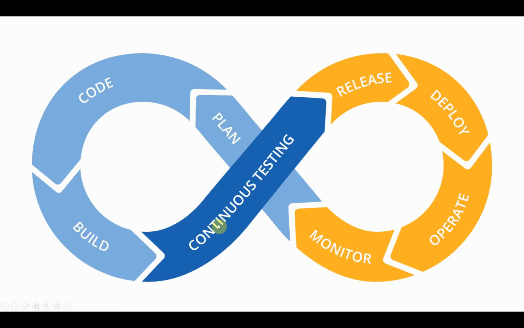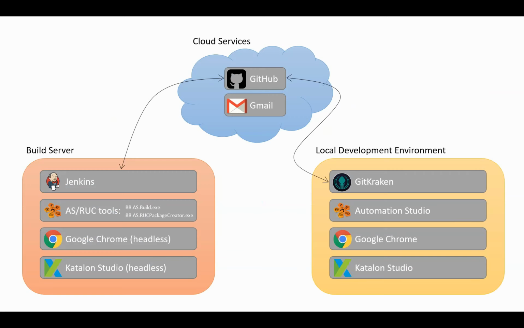And what I want to focus on today is the combination of the build and continuous testing stages in order to ensure high quality software. I'm applying these two stages to an Automation Studio project as an example. So let's take a closer look at my setup before we jump in.